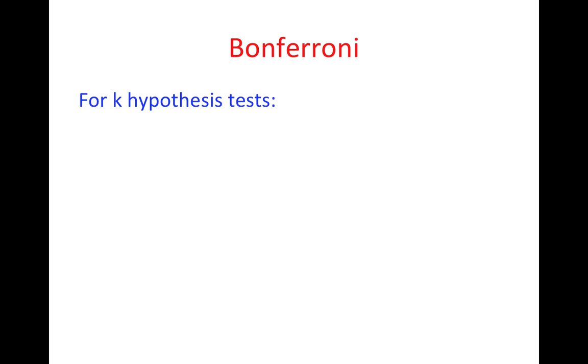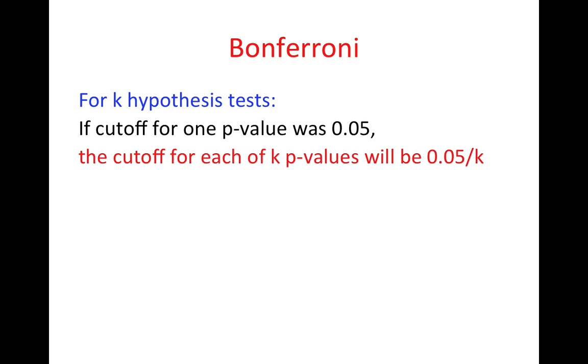So specifying what the method is, again, if you have k hypothesis tests, k is just some number, if the cutoff for one p-value is 0.05, now the cutoff for each of your p-values will be 0.05 divided by k. It's a very simple method to apply.